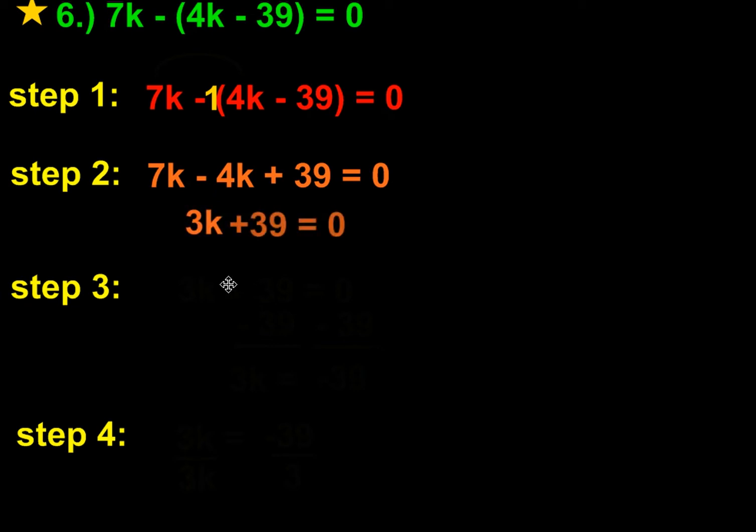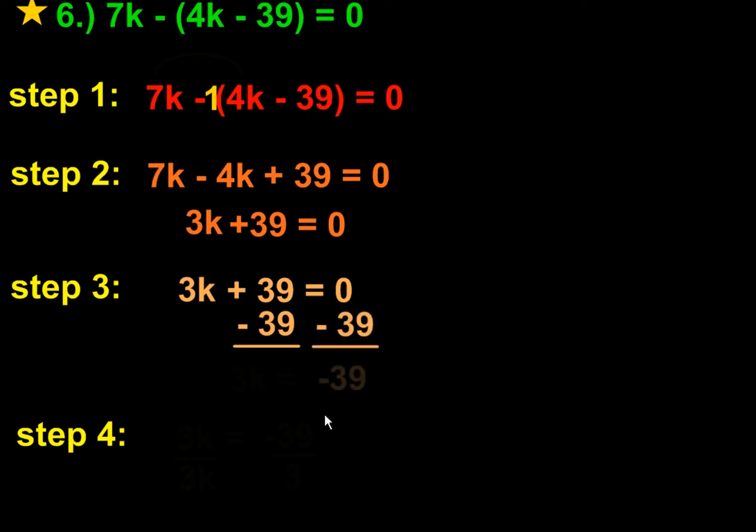And that is where we're going to take the next piece right in here. So we have 3k plus 39 equals 0. Again, we want to remove the 39 by subtracting. Whatever we do to this side, we have to do to this side. And if we subtract 39 from 0, we're going to get negative 39. And our 3k comes down.